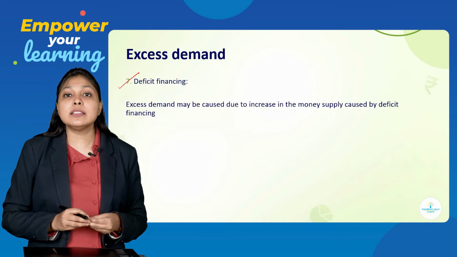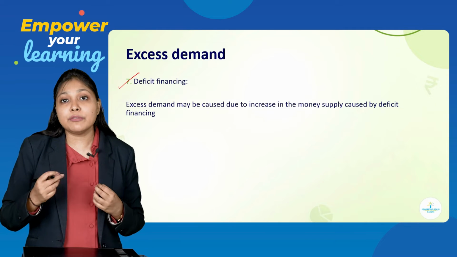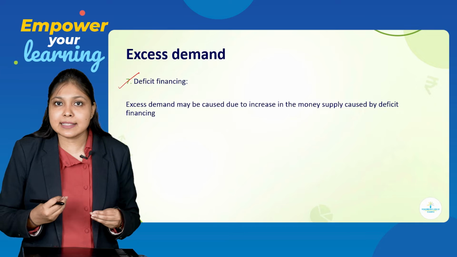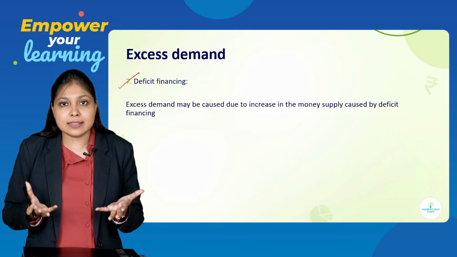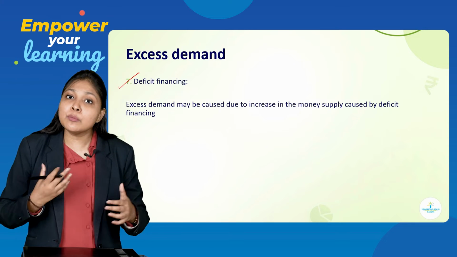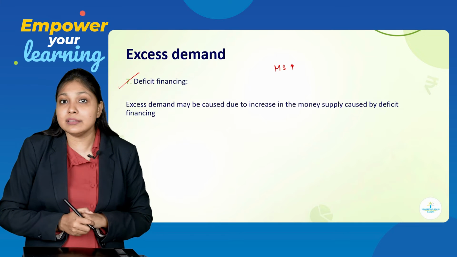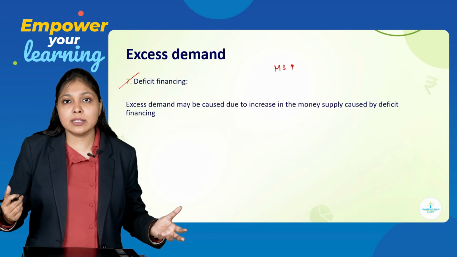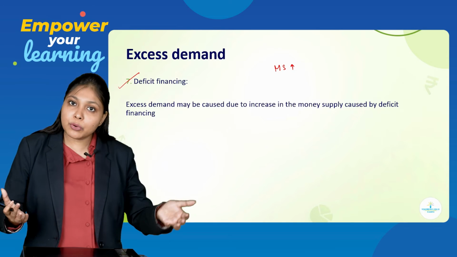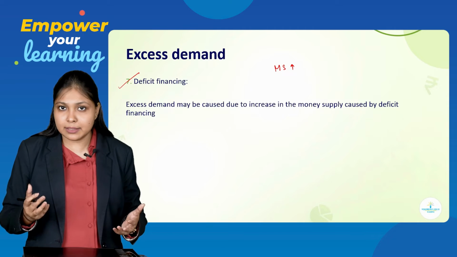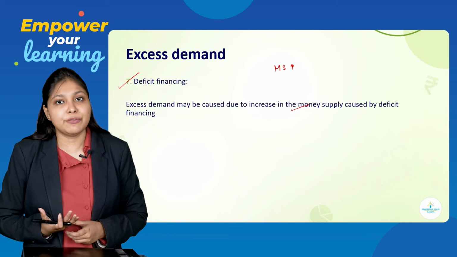Deficit financing. See, what is deficit financing? Deficit financing means it's one of the policies of RBI which says that you have to start printing more money, more currency. So when RBI starts printing more currency, the money supply in the economy will increase. When money supply in the economy increases, again more income is generated. More income, more consumption. The more the consumption, the more will be the aggregate demand. So, excess demand may be caused due to an increase in the money supply caused by deficit financing.